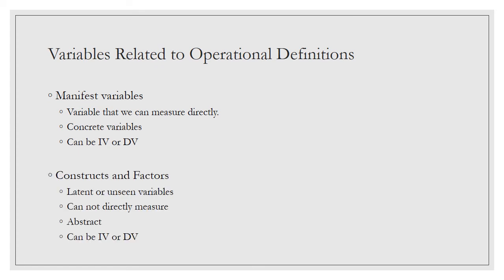Then there's also this idea of these unseen factors, these constructs or factors that are latent or unseen. We can't directly measure them. They're abstract ideas. They could also be, though, independent or dependent variables. So this is really where our operational definitions are critical.